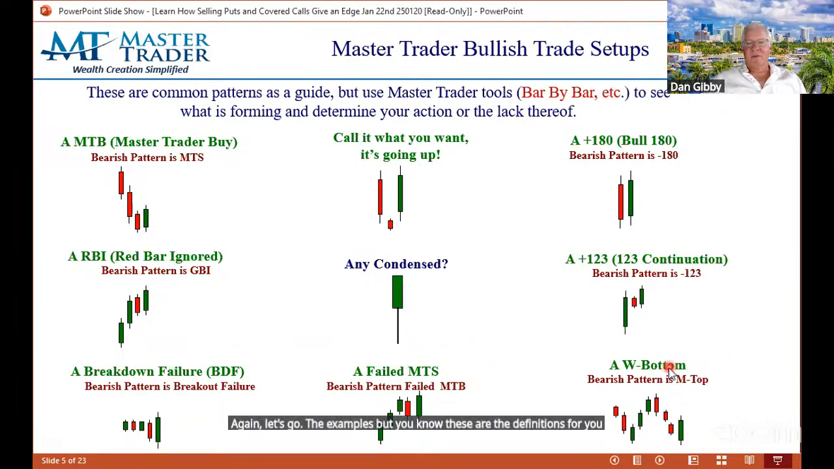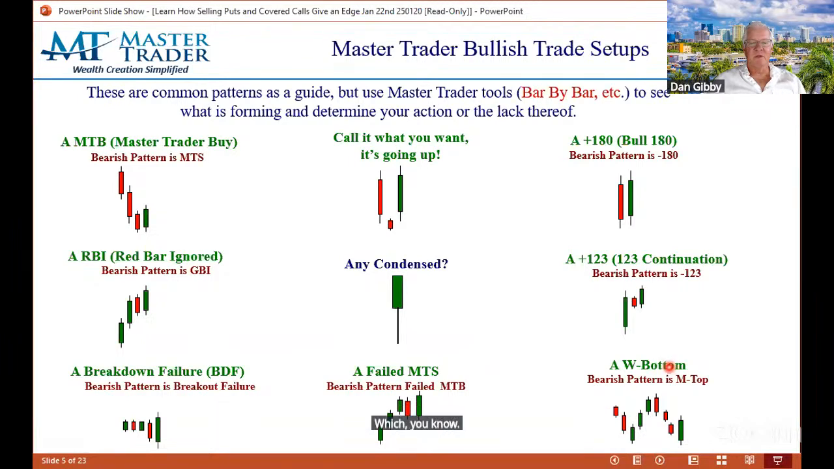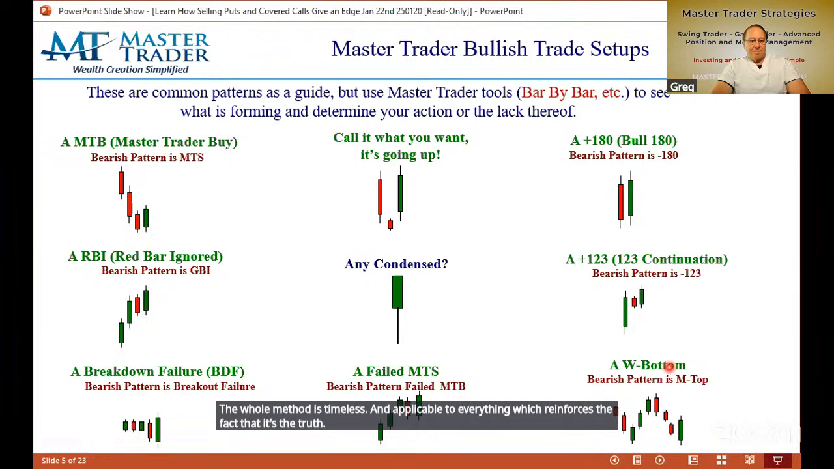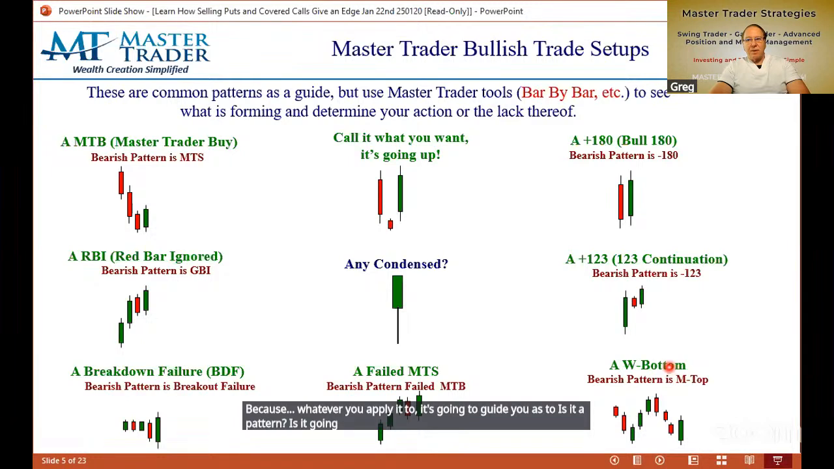Greg put together this slide. I don't know how many years ago, Greg. You have so many timeless slides, which we repeat in selective context because they're priceless. The whole method is timeless and applicable to everything, which reinforces the fact that it's the truth. Because whatever you apply it to, it's going to guide you as to: is it a pattern? Is it going up? Is it going down? Is it going sideways?